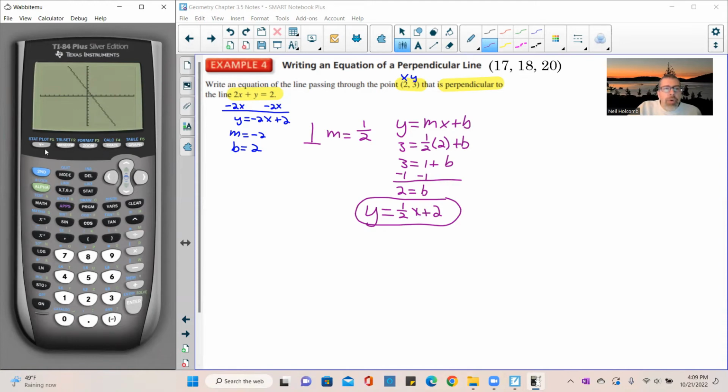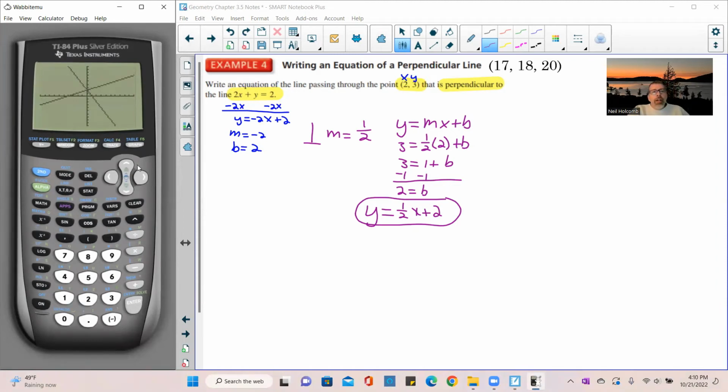All right, so I'm going to go back to y equals. Go down to number 2 and put in my 1/2. 1 divide 2. I always put parentheses around fractions. X plus 2. 1/2 x plus 2. Graph it. And there's the line perpendicular.